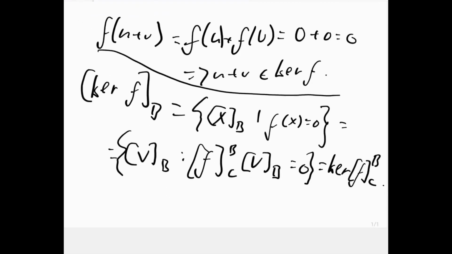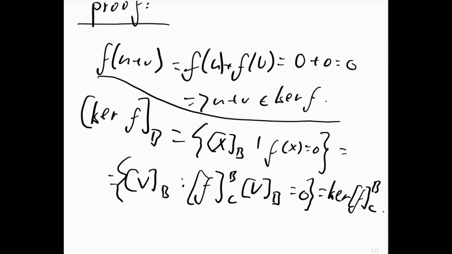Well, evidently the image is nonempty, and we can check its closeness. If W1 and W2 are inside image F, then there exist some V1 and V2 in V such that f of V1 equals W1 and f of V2 equals W2. So let's write it out. Check closeness for addition. I won't write it out.